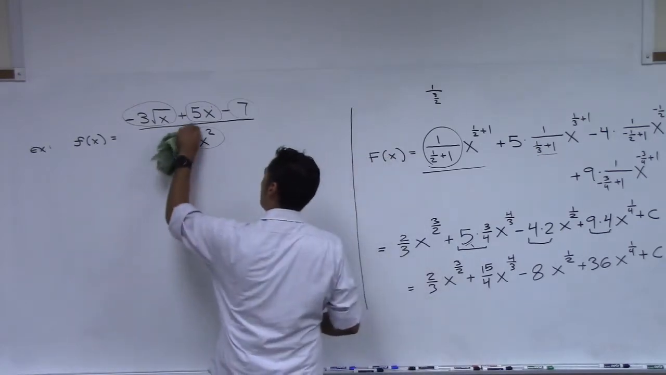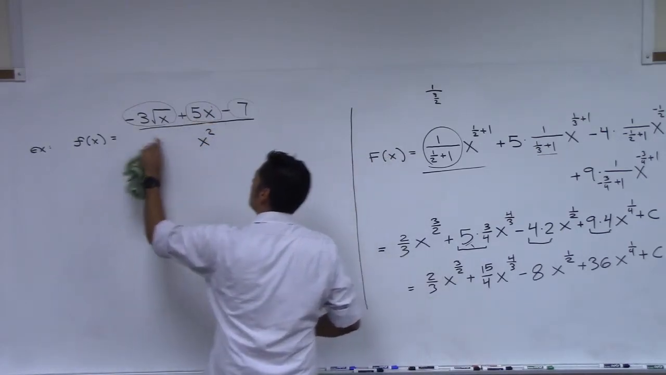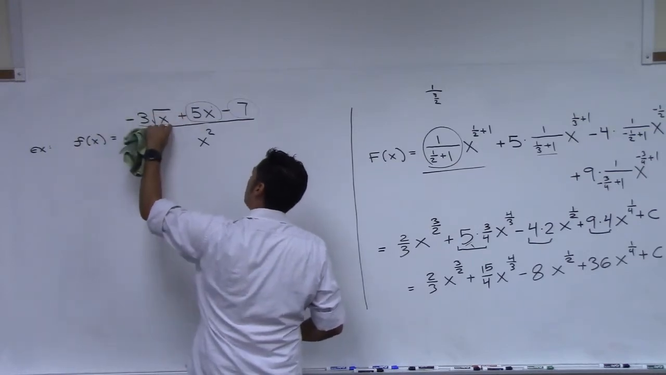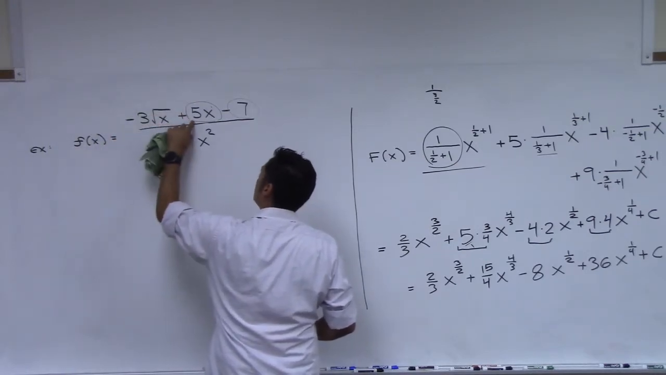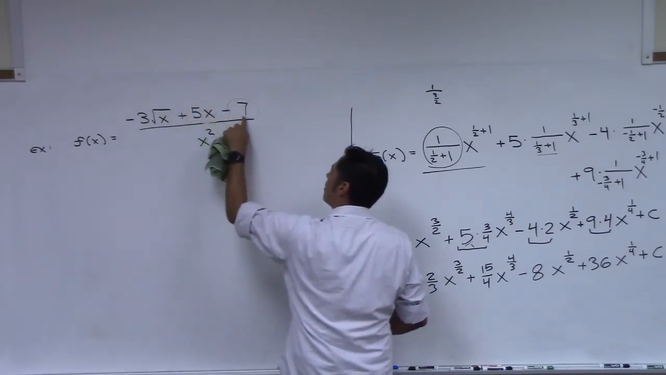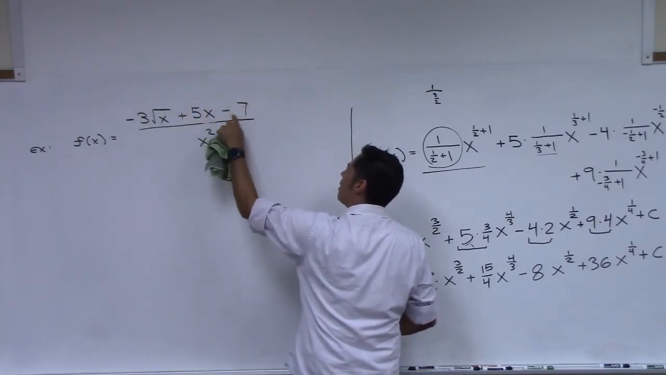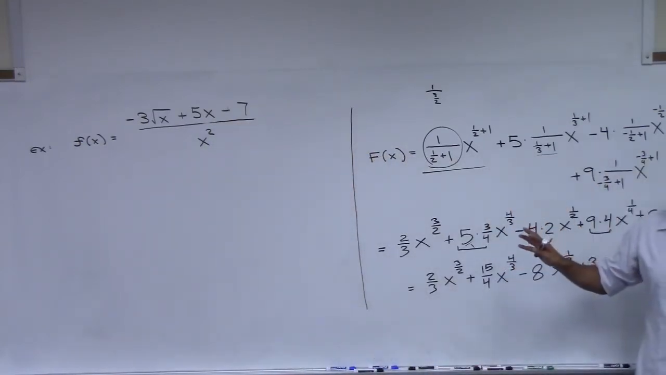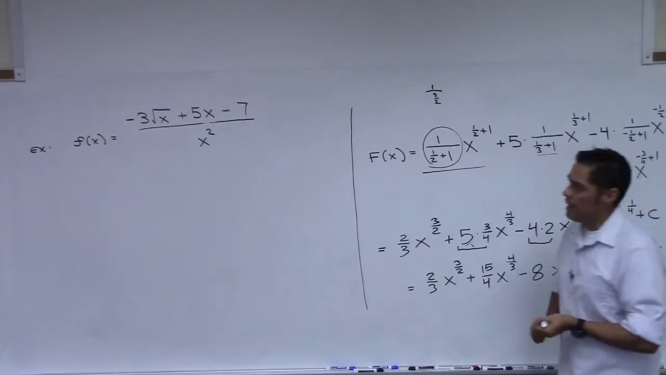However, I wrote this just special for you, and I intentionally made it so that the denominator had a single term in it. See, the denominator just has x squared. Why is that important? What's that going to allow me to do here? It's going to allow me to split it up into 3 separate fractions. That's the key to you being able to do this.